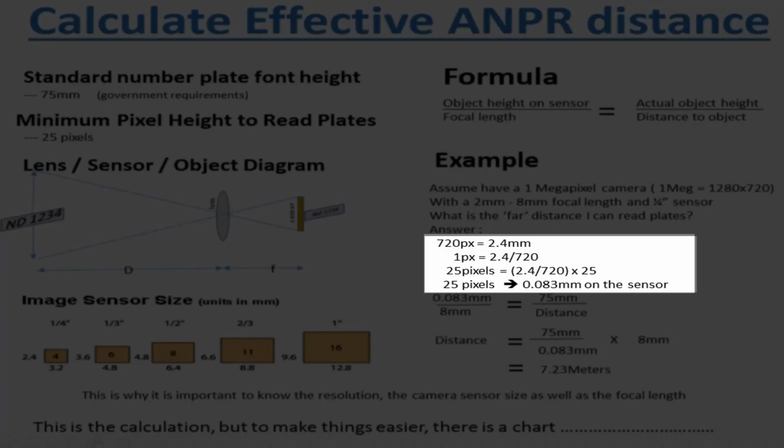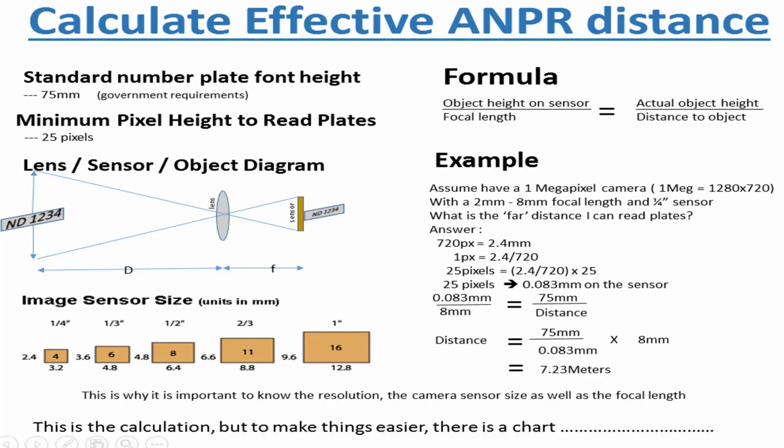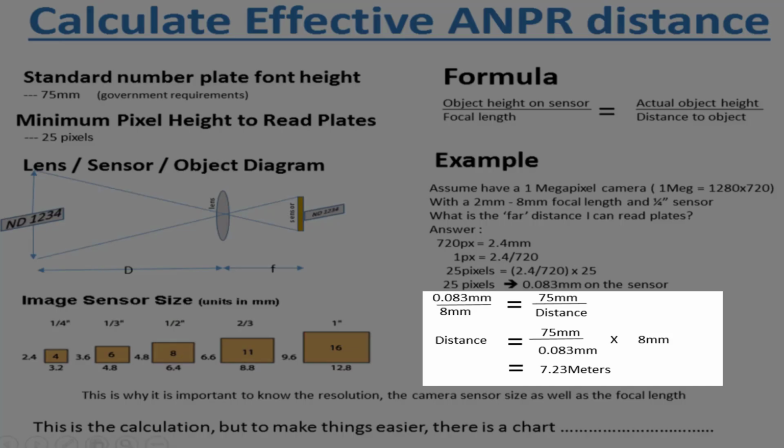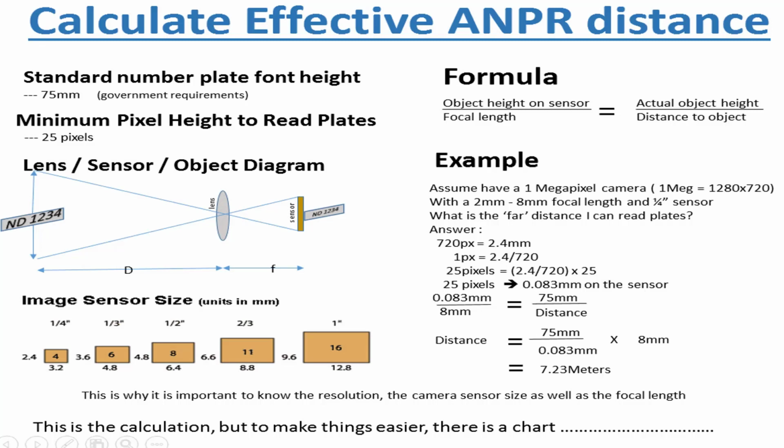Now, simply substituting the values into the formula, it can be seen that with these camera specs, a number plate can be recognized at up to 7.25 meters away from the camera. That is how the far distance can be calculated for an ANPR camera. This is why it is important to know the camera specs used when they are used for LPR functions. There is a chart attached with some common camera specs already calculated.